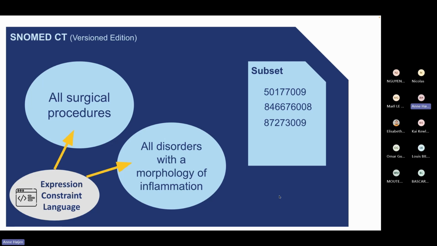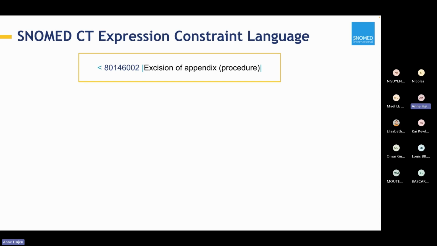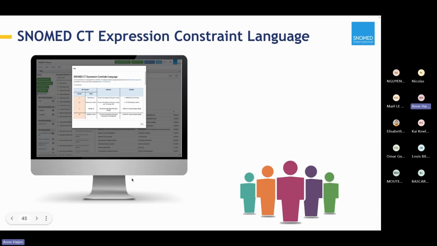And when you create the queries that can be your value set, you can use the expression constraint language. For example, you may have a data element where you want to say, well, this data element or the value set can be all the descendants of excision of appendix structure. And then your server can identify those codes if it supports the ECL language.